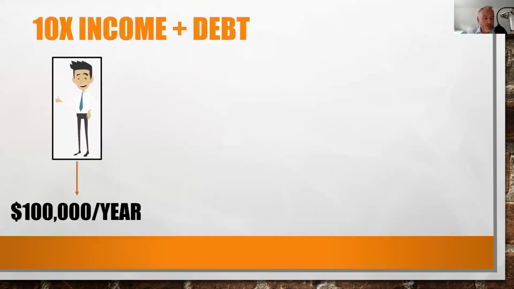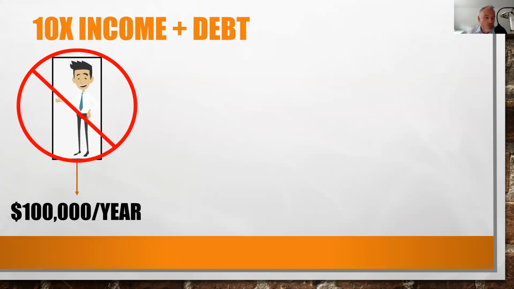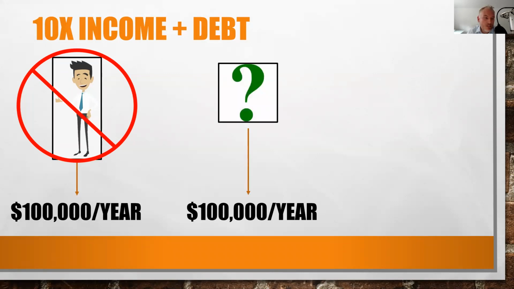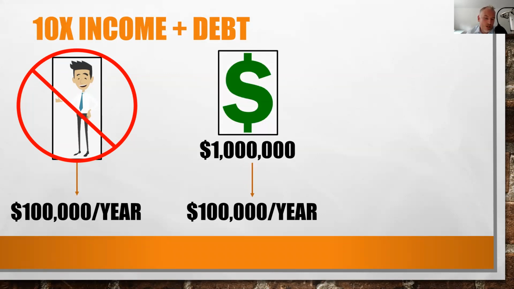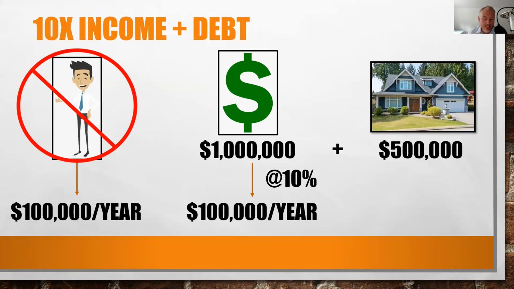So here's a scenario. Here's a 10 times income plus debt calculation. Let's assume someone makes $100,000 a year and unfortunately passes away. So now we need to figure out an alternative of where that $100,000 a year is going to come from. So we're going to need a big pool of money to do so. If they had $1 million and they got a 10% rate of return, that would replicate the $100,000 a year in income. Then we would add the debt of, say, $500,000. So this person's insured need is approximately $1.5 million.